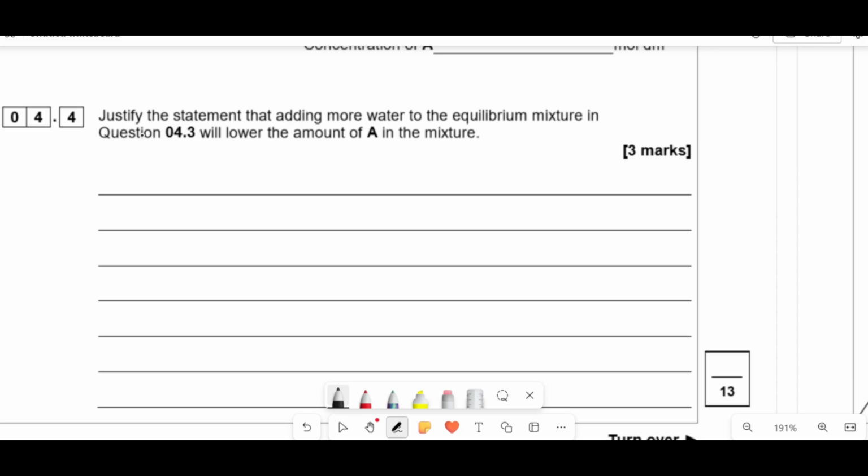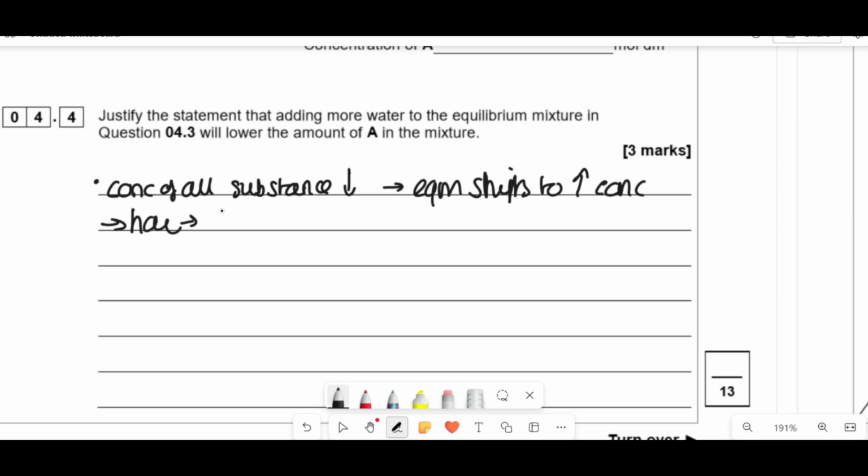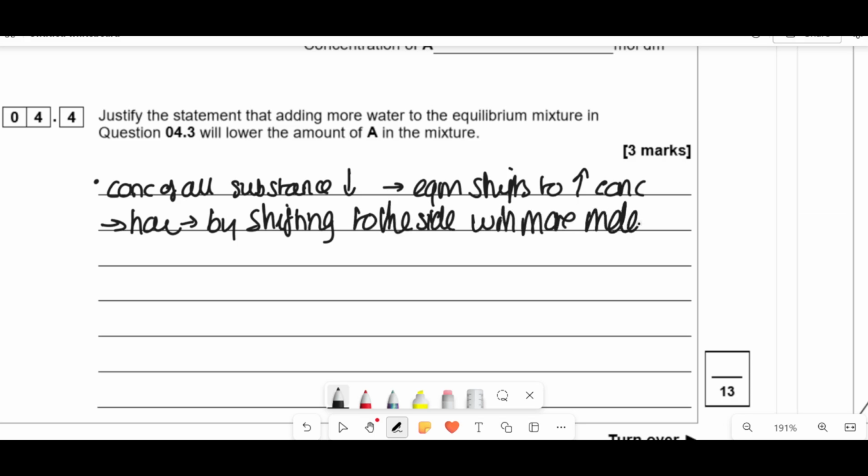65.8% of people couldn't answer this question. So when you say change and oppose the change, say what the change is. The concentration of all substances in this, A, B, C, and D, and so forth, decreases due to the dilution. Then the equilibrium shifts to increase the concentration, which is the change being counteracted. How it does this is by shifting to the side with more moles, because concentration equals moles over volume. If we've put the volume up, to keep the concentration back to normal we're going to have to get the moles to go up as well to negate the effects of that.